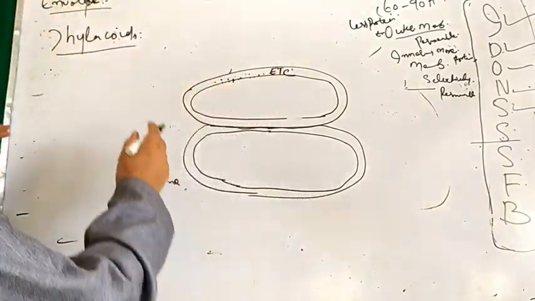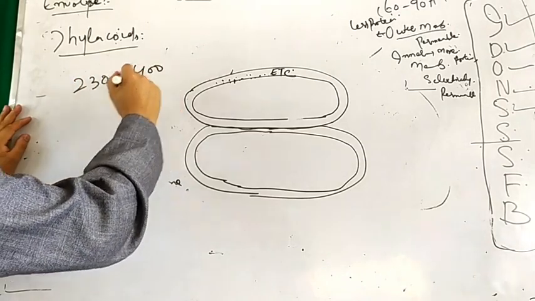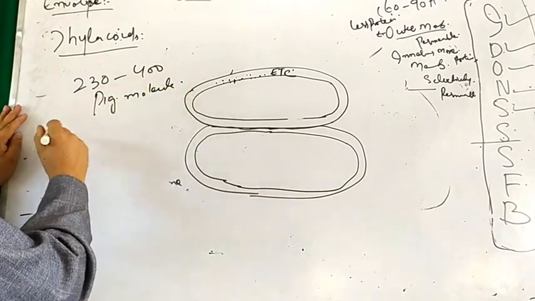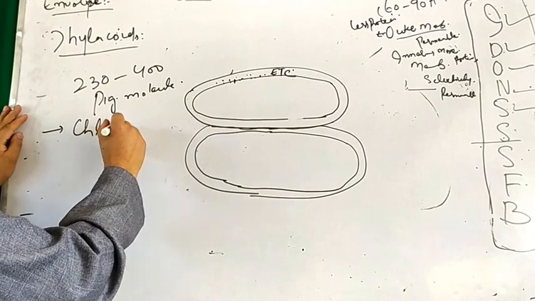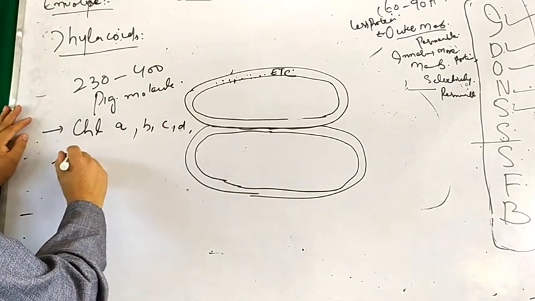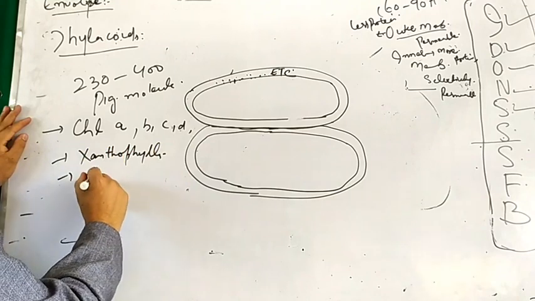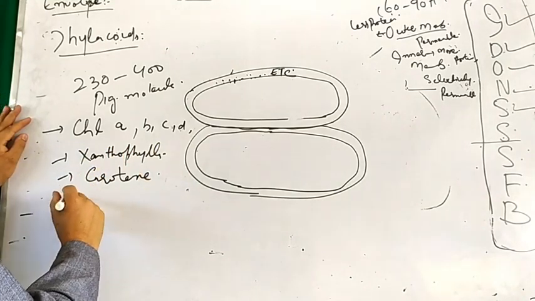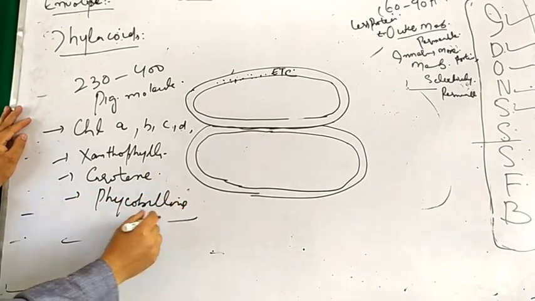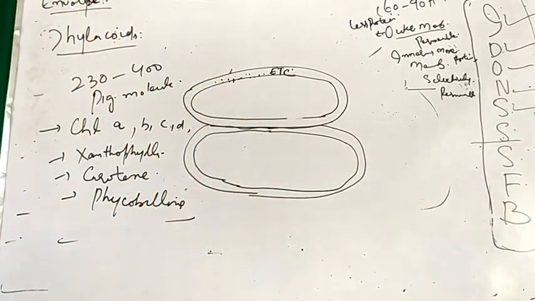Okay, so these quantosomes actually have 230 to 400 pigment molecules, right? So these quantosomes have chlorophyll A, they have chlorophyll B, C, D, they have xanthophylls, they have carotenes, and in some algae they also have phycobilins, right? This is the composition of the photosynthetic unit or the quantosomes over there.